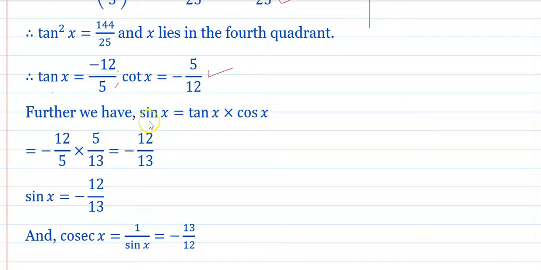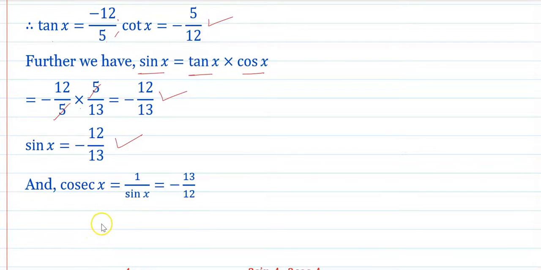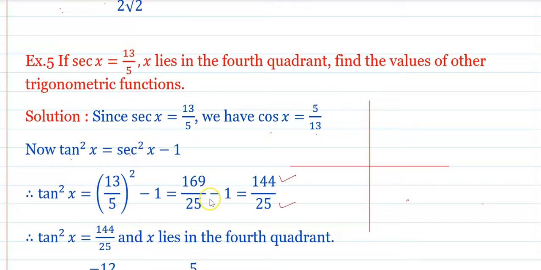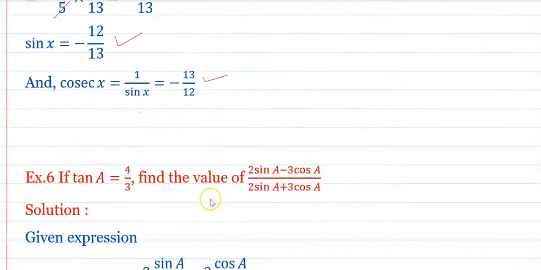Further, we have again sin x is equal to tan x into cos x. We put in the value of tan, minus 12 by 5 into cos 5 by 13. This 5 gets cancelled. You will get minus 12 upon 13. And hence sin x is equal to minus 12 upon 13. What about the cosec x? Cosec x is equal to 1 upon sin. Sines are reciprocal. Minus 13 upon 12. Okay. These are the values.